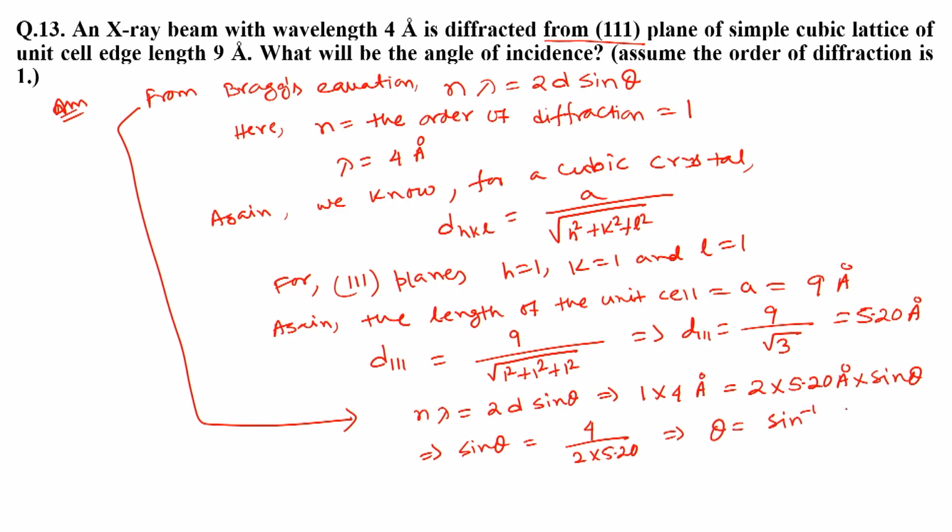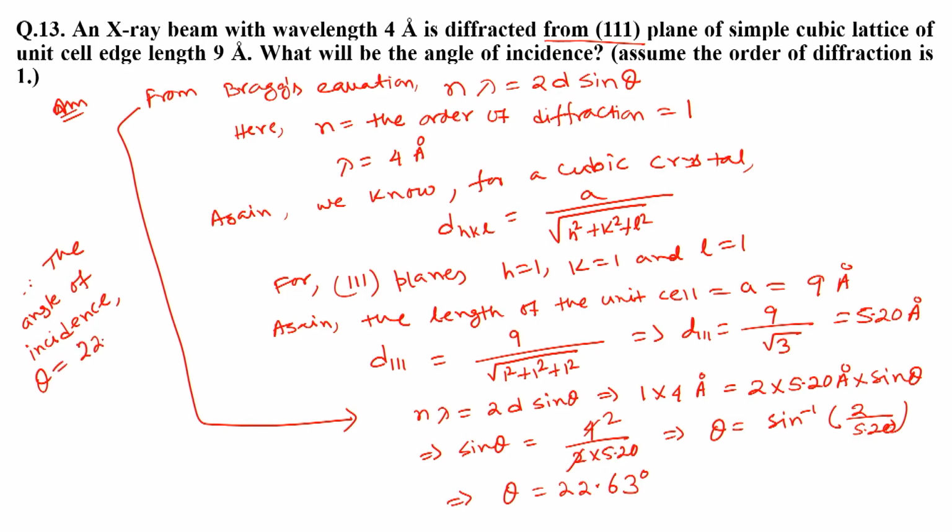So what will be the value of theta? Theta is sine inverse of 2 by 5.20. 2 and 4 cancel each other, so we get 2 here. So theta will be 22.63 degree. Therefore, the angle of incidence theta is 22.63 degree.